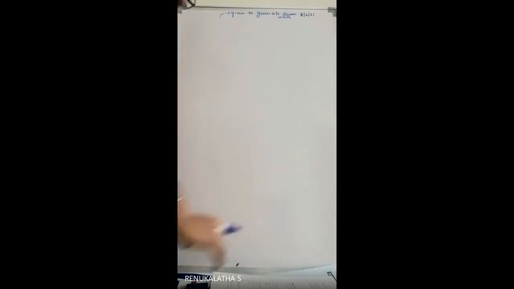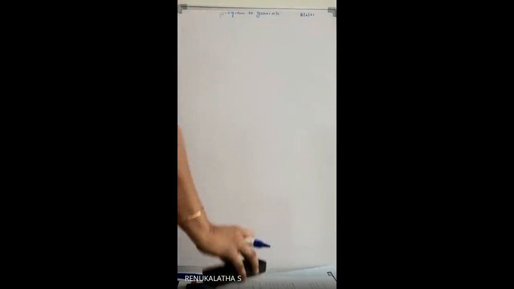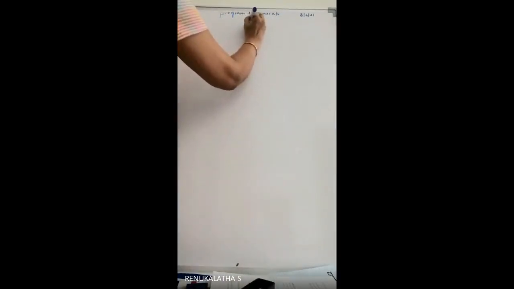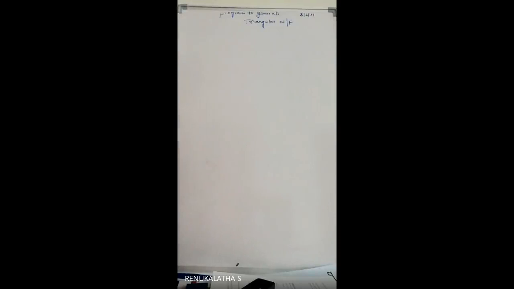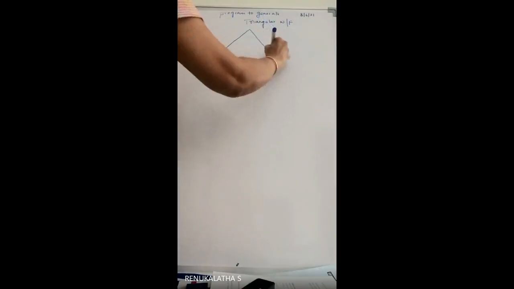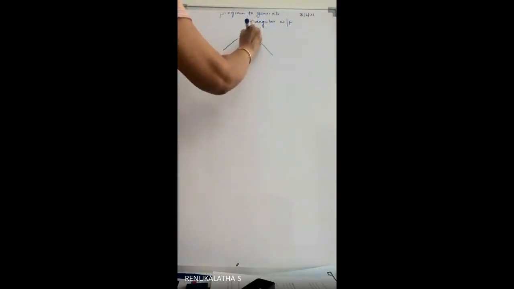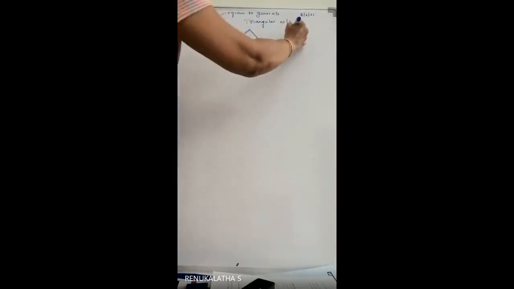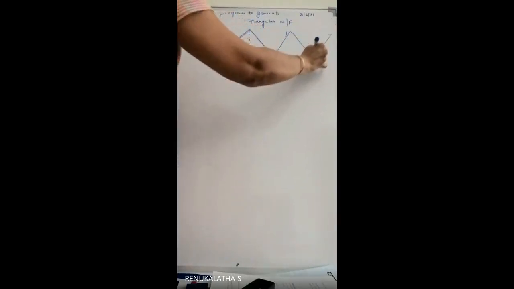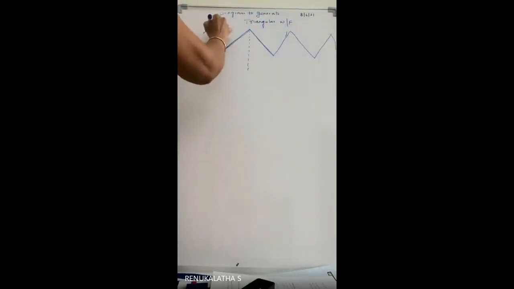Okay, triangular waveform. A triangular waveform should be generated. How do you generate it? See, a triangular waveform will be like this. Positive going for a certain interval of time. So this is a positive going region of the waveform and this is a negative going region of the waveform. Again it repeats, positive going and then negative going. So this is a triangular waveform.